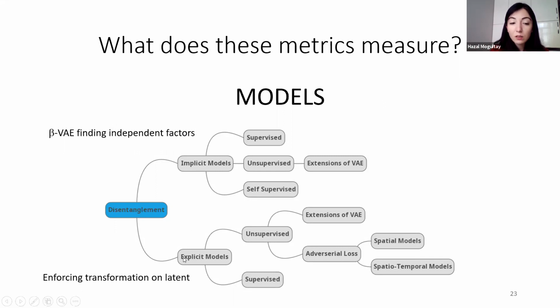In explicit models, you can consider the transformation example that I gave before, where they were enforcing the transformation on the latent representation. That was an explicit model. And we can say, this is, by the way, original. We can list many other models here. I will not go into the details of this, but I will be giving some examples of the models. There are many different models in the literature if you start checking.